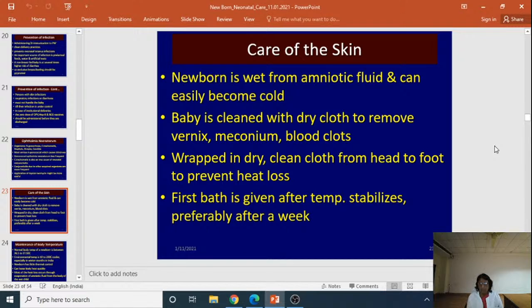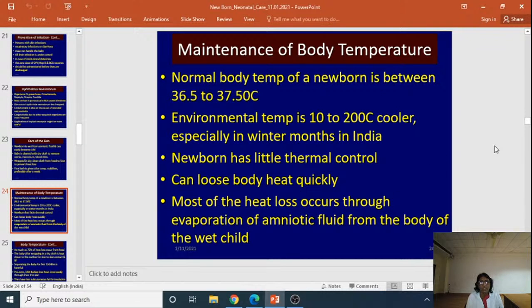You have to educate the mother as well as the family members. Maintenance of body temperature, which I already told you a bit about, keeping the baby warm. The body temperature of the baby, as I said, if it is less than 36.5 degrees, then you should be alarmed. The usual temperature is between that and 37.5 degrees centigrade, and the environmental temperature is 10 to 20 degrees centigrade cooler, especially in the winter months in India. It is not 200, it is 20 degrees. It's a typo error. Similarly for 37.5, it's not 50, it is 5 degrees centigrade.